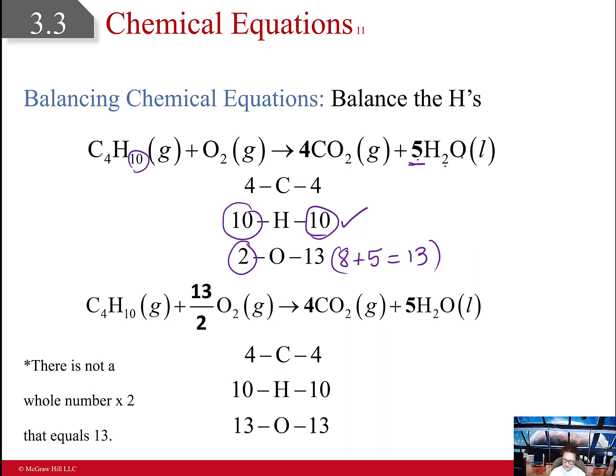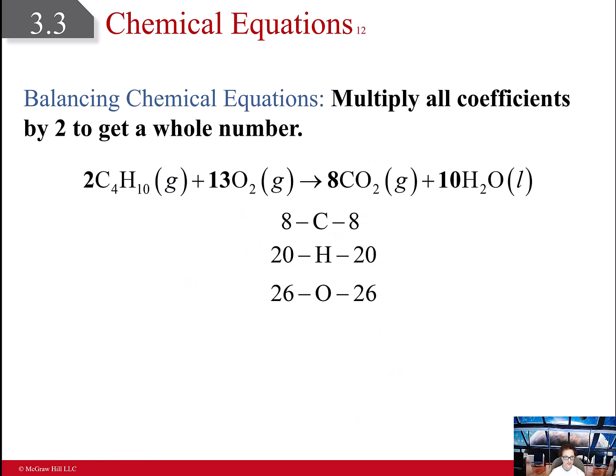Now, I have carbon balanced, hydrogen balanced, and oxygens are balanced if I put 13 halves times O2, okay, so that's 13 over 2 times 2, gives me 13 oxygens. So that balances those. What's my problem though? I can't have a fraction of oxygen. They have to be reacting in whole number ratios. So what am I going to do to get rid of that fraction? I'm going to multiply everything by 2.